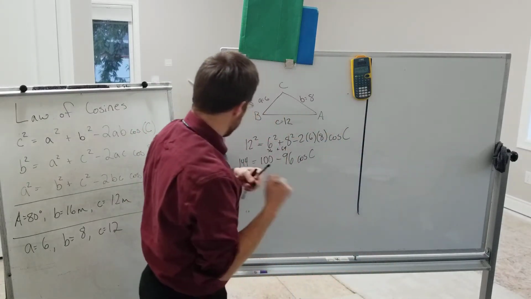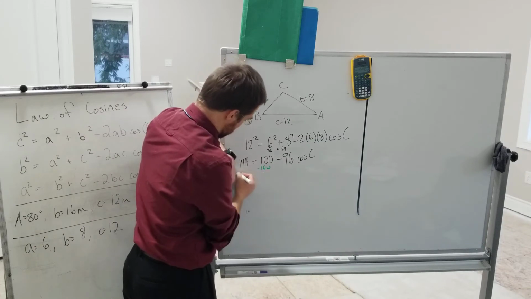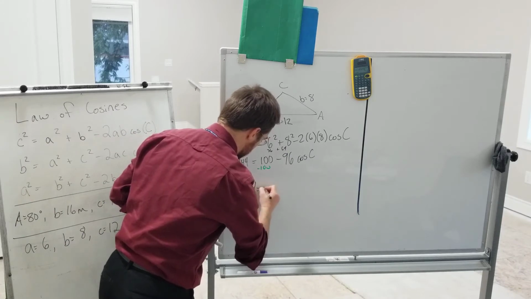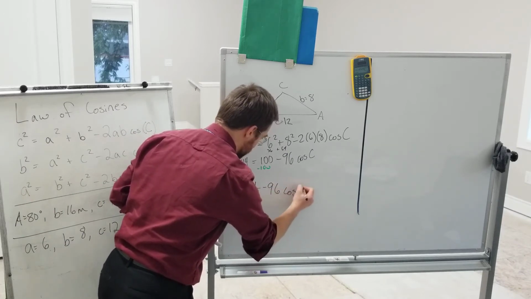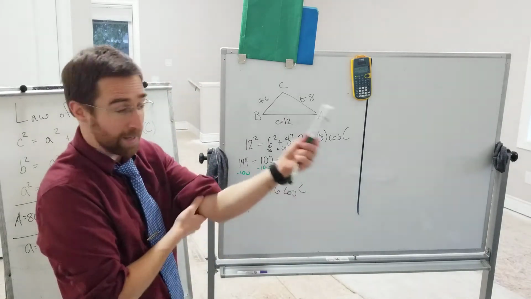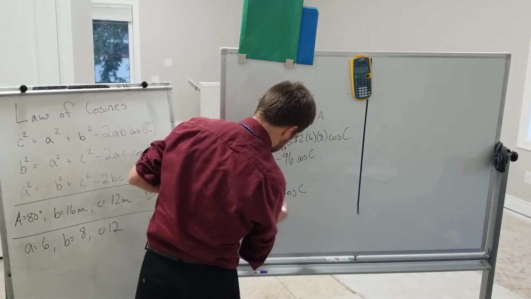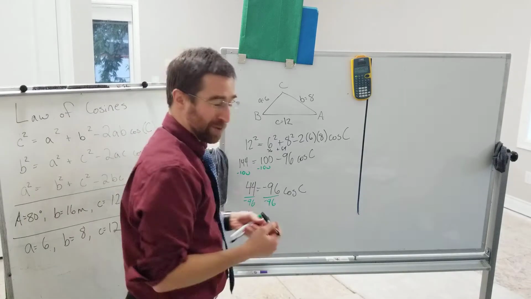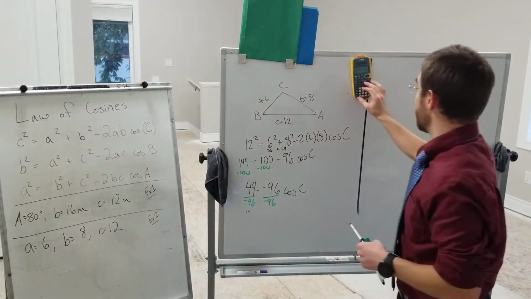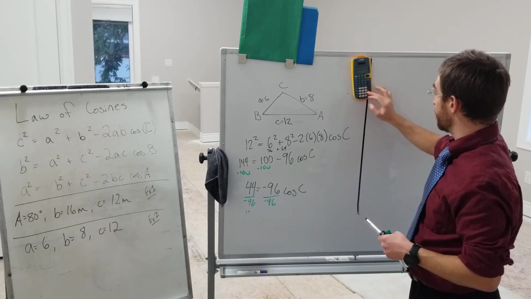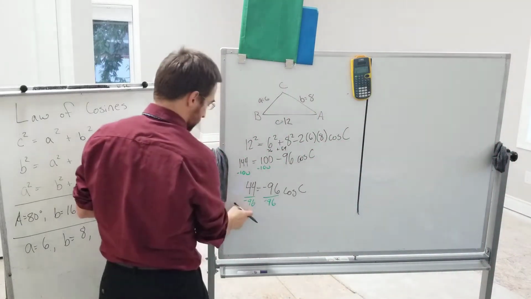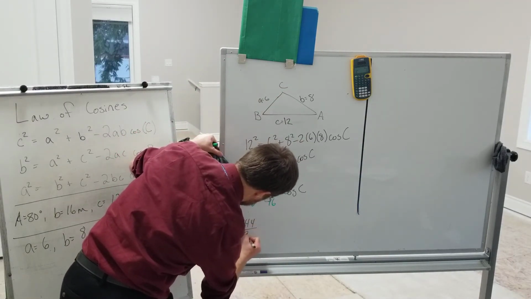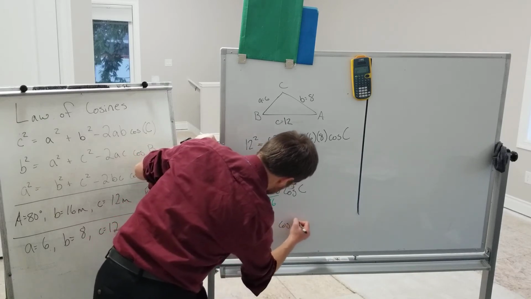So what I'm gonna do is get rid of this 100, minus 100. That gives me negative 44 equals negative 96 cosine C. Divide by negative 96. We can simplify that to, like, 11 over 24. I'm just gonna double check that. 44 over 96. Yeah, we can keep it as negative 44 over 96, so that's fine. So we have negative 44 over 96 equals cosine of C.